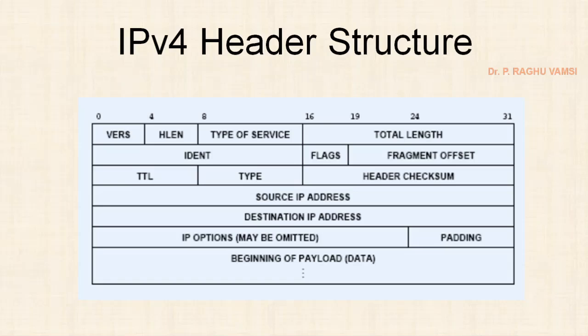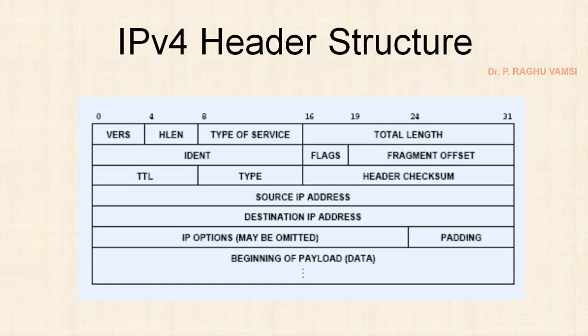First of all, we should know the role of each field in the IP header. Then only we can identify the corresponding traces in the network capture or packet capture, and we can analyze it. So for that, knowing the IPv4 header structure is important. So here, this is the IPv4 header structure, which consists of various fields.